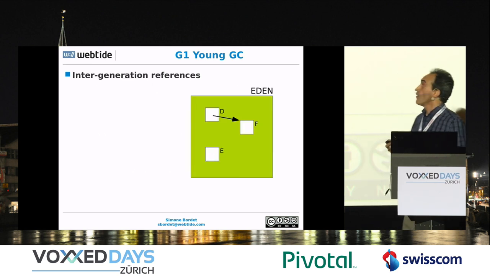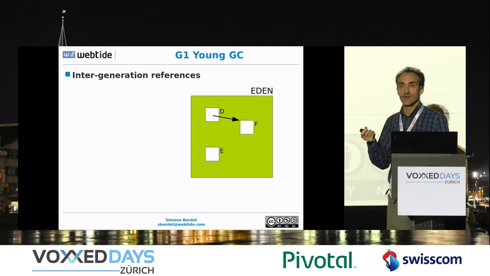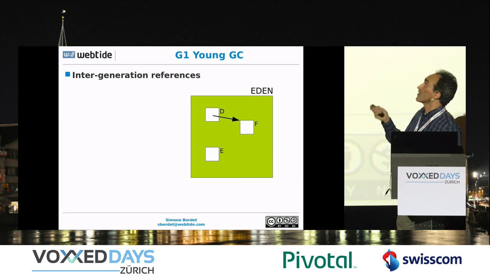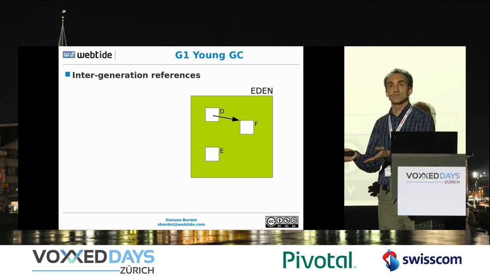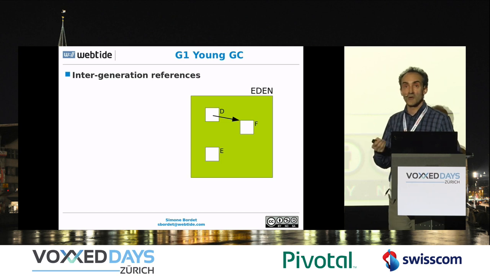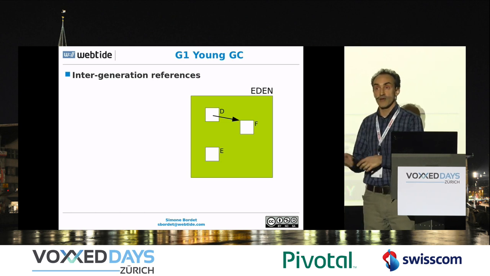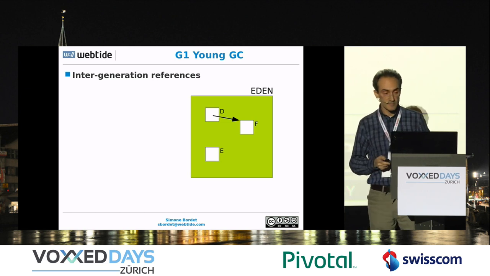Why does it have to do that? Well, because if we look at one single Eden region, it looks like this. There's an object D pointing to F, and then there is object E. But because nobody is pointing to D and nobody is pointing to E, we can say, well, this is all garbage. Nobody points to these objects. There's no way to reach object D from outside. And so this region is basically full of garbage, and I can reclaim it and use it for allocation of other objects.